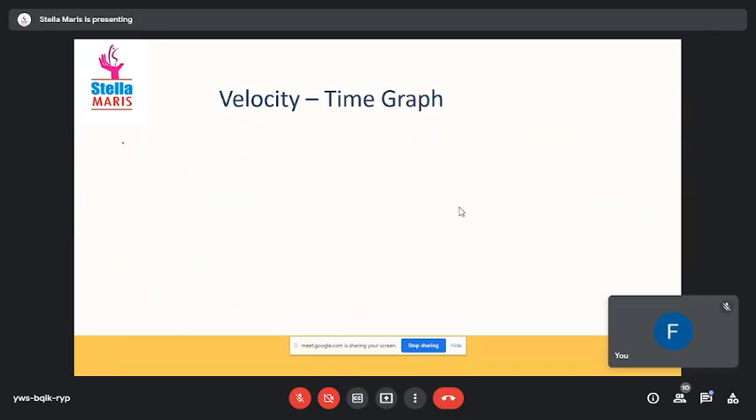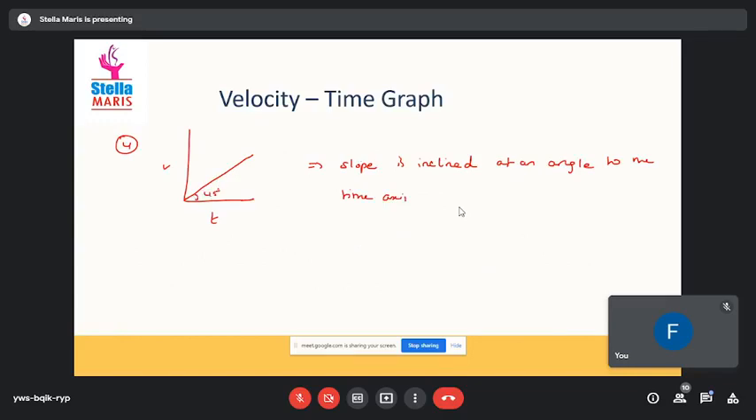Yeah, fourth graph. Here, this is velocity and this is time. What you have to infer about this velocity time graph is that the slope is inclined at an angle to the time axis, like this. Inclination can be like this, maybe 45 degrees. Okay, so likewise.